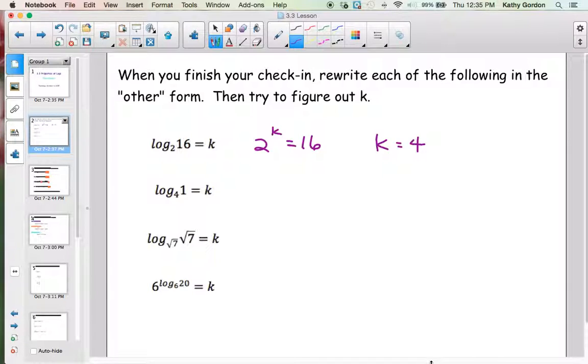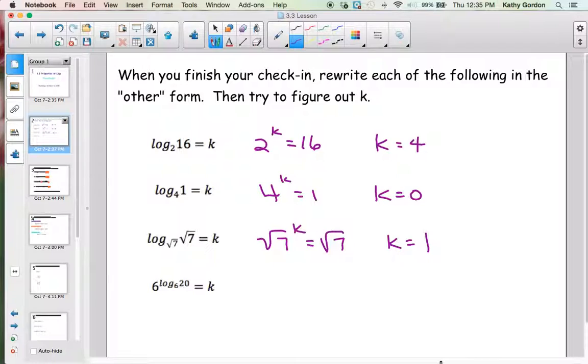Now it's pretty easy because we're a lot more comfortable with exponentials than we are with logarithms at this point. Okay? How about log base 4 of 1 equals k? What would that look like if I rewrite it? Jeanette? 4 to the power of k equals 1. So then what's k going to have to equal in that case? 0. How about the next one? Dennis, what's that going to look like in exponential form? Square root of 7 to the power of k. So k is going to have to equal?